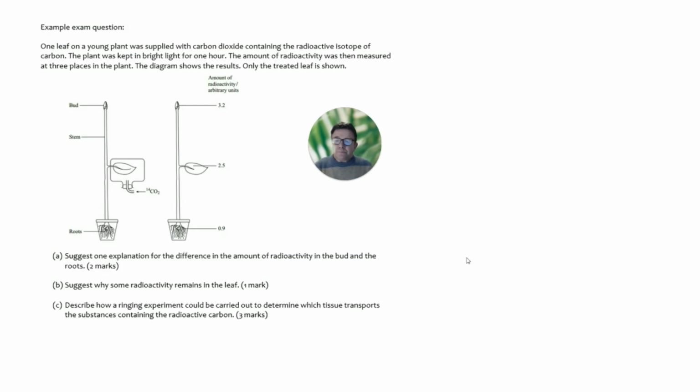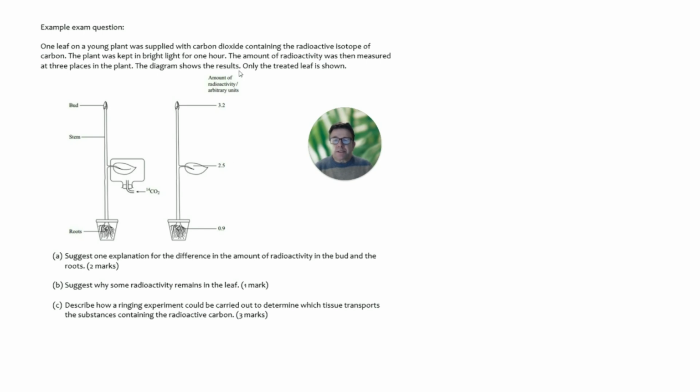Here's another one. Okay, so very, very similar in this case. It says one leaf on a young plant was supplied with carbon dioxide. The plant was kept in bright light for one hour. The amount of radioactivity was then measured at three places in the plant. So you can see at the root, the stem and the bud.